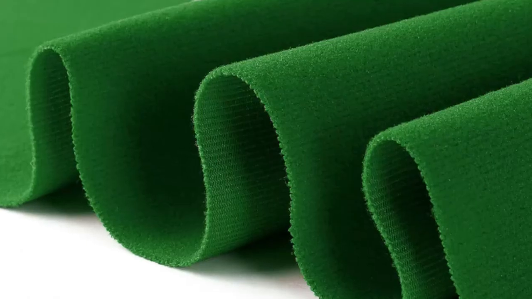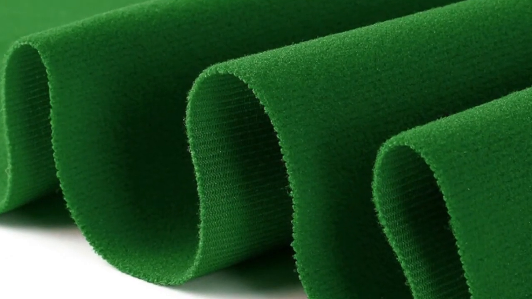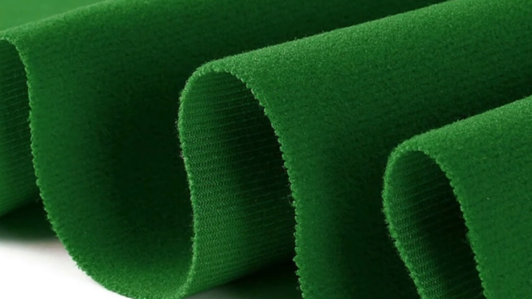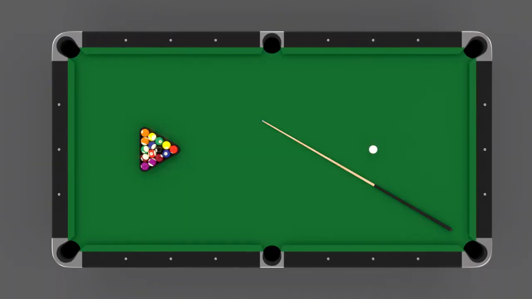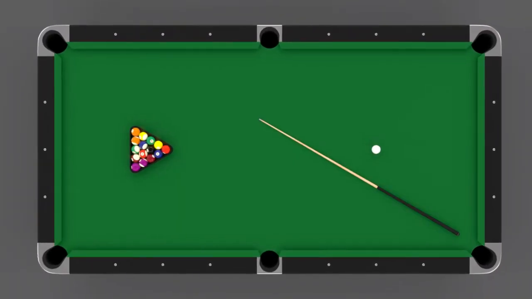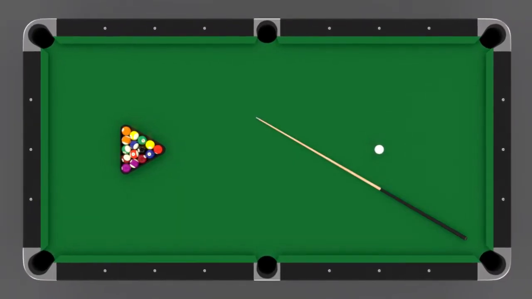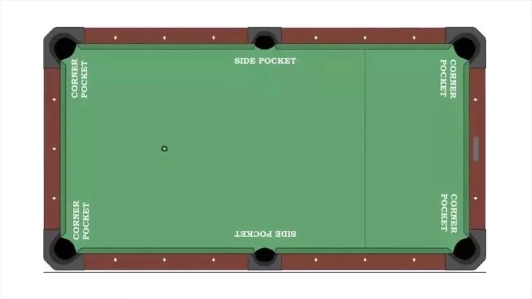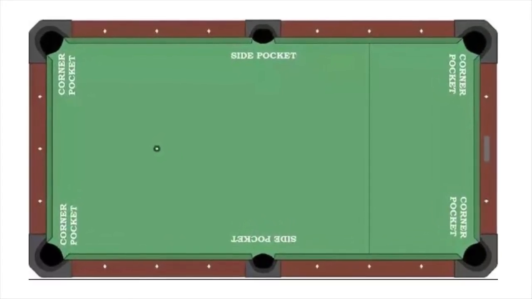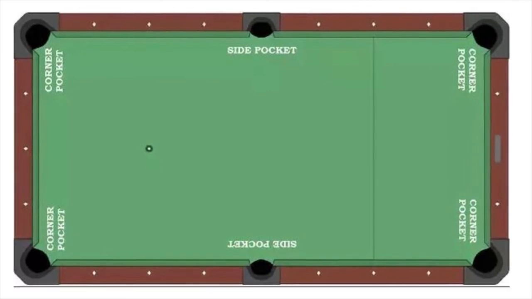The pool table is covered by a cloth-like material called the felt, which is of different quality and color. The felt determines the smoothness or coefficient of friction that defines the motion of the ball on the table. The pocket: all pool tables have 6 holes called pockets, but some have the pockets numbered from 1 to 6.